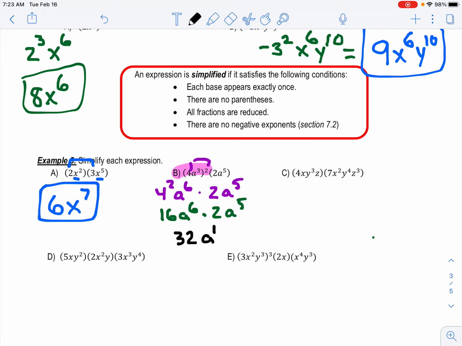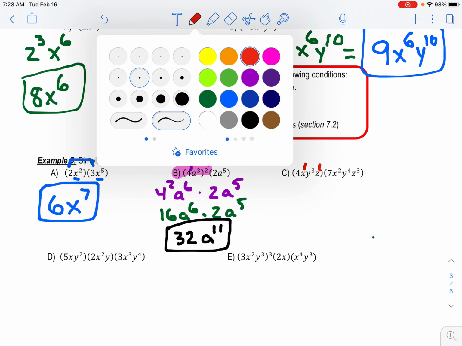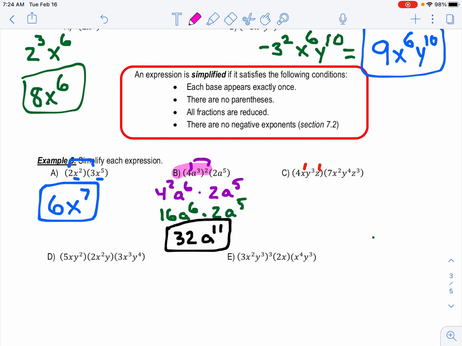All right, let's look at another challenging one. I'm going to first check to see if there's any powers outside of the parenthesis to see if I need to rewrite anything first. I notice there is not, so I am ready to begin this problem. Remember, the x has a 1 and the z has a 1 here, so don't forget those invisible powers are technically 1s. I'm going to multiply the number 4 times 7, which gives me 28.